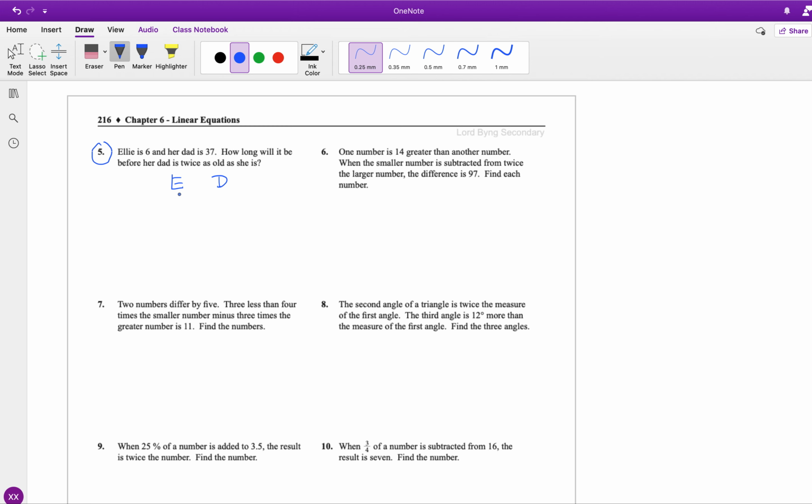Okay, now Ellie now is 6 years old. The dad is 37. Now from now, next year, Ellie will be 7. Dad will be 38. And then she will be 8, and then 39. Oh, this is pretty tedious. Oh my gosh. I'm just going to write. And then you can see Ellie is going to catch up onto Dad closer. At a certain point, Dad's age will be twice as old as Ellie.